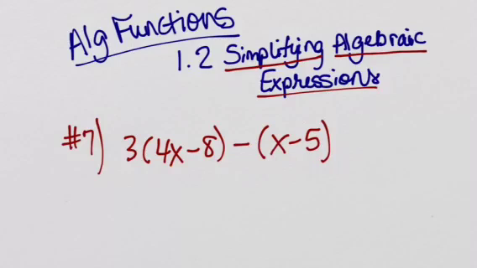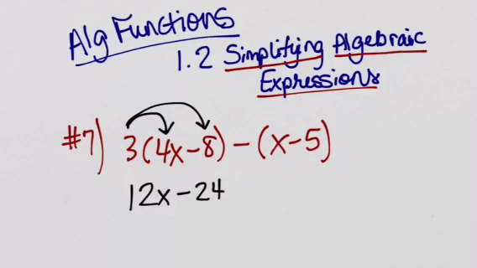Okay, there are no exponents, so now I go ahead and start doing my multiplication. 3 times 4x gives me 12x. 3 times 8 is 24, but it is a minus 24. Okay, now this next part is the part that might trick us up.